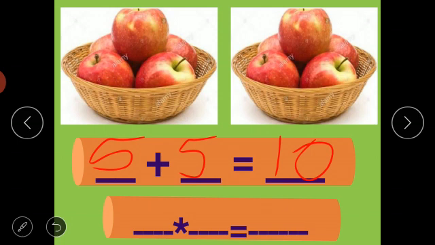Now change into multiplication facts. So how many groups are there? Listen to me very carefully, children. Groups, one group and two groups. So how many groups are there? 2. Same number. Which number came again and again? 5. So 2 times 5 is equal to, count all apples. How many apples are there? 10. So 2 times 5 is equal to 10. Means 2 multiply 5 is equal to 10. Are you getting, children? Let's do some more.